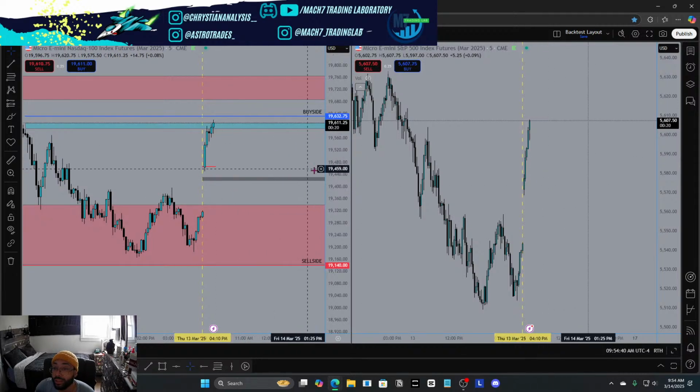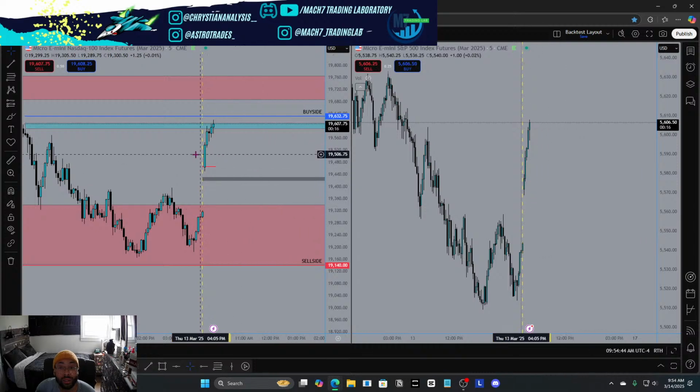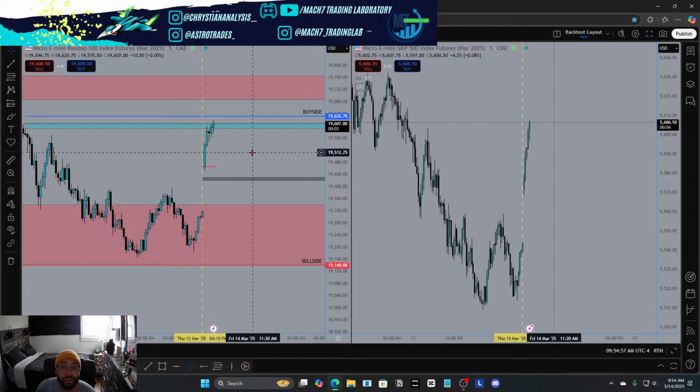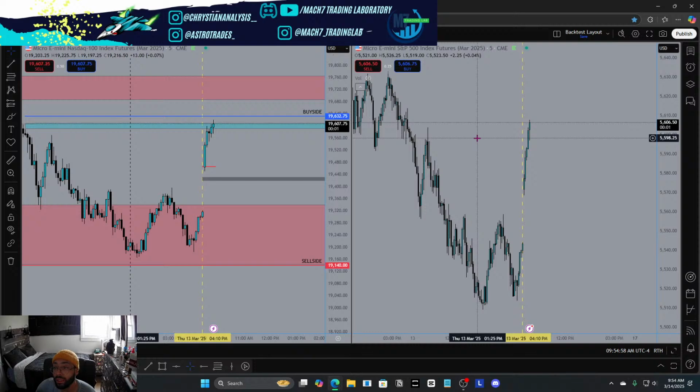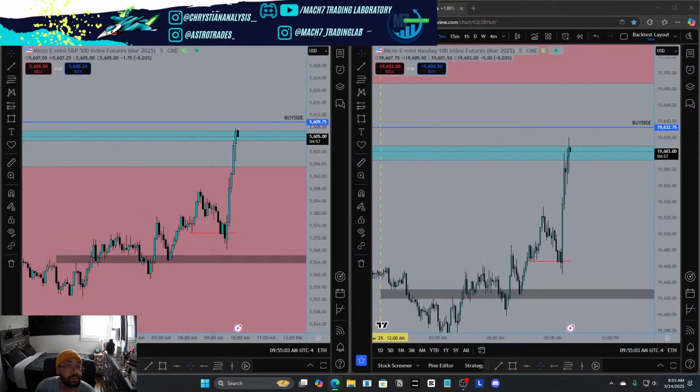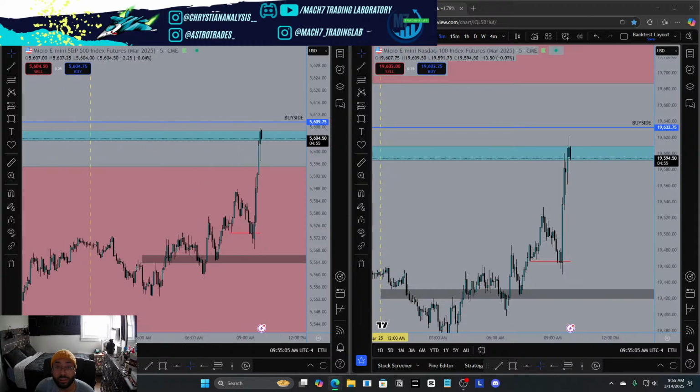As always, we like to see what we did at 9:30, which you could go ahead and click all the way in the bottom area, regular trading hours, and seeing what 9:30 did. We could see that NQ gap into premium, ES gap into premium. So we love the big gap. We love it.